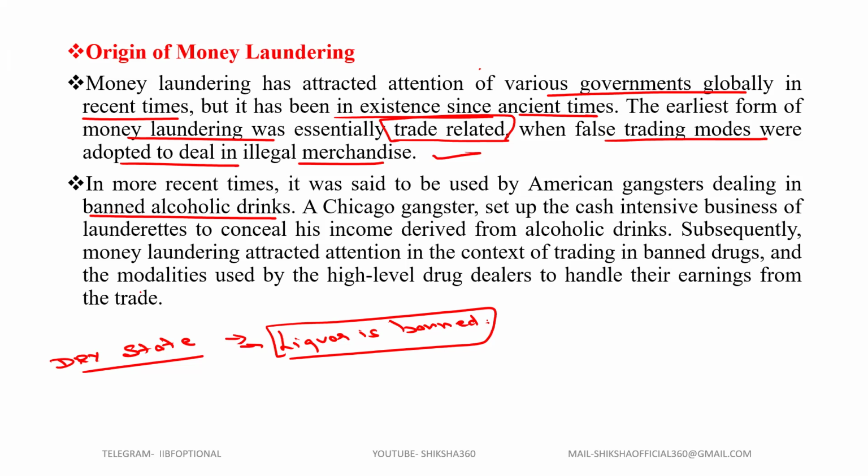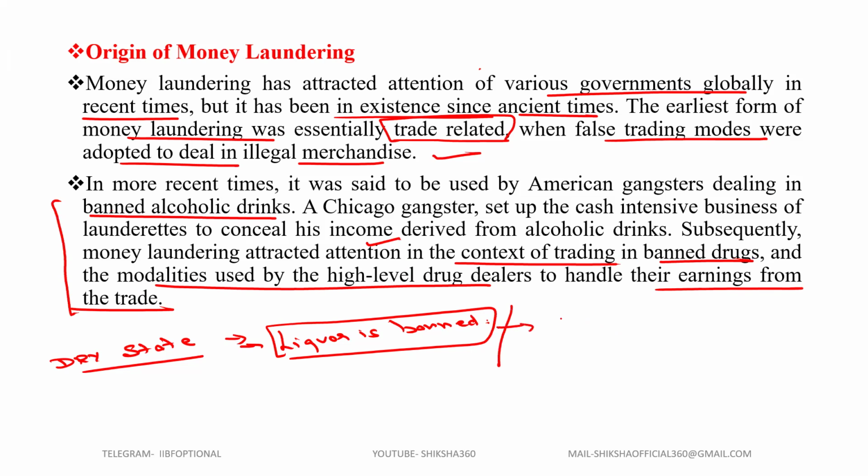Clear? So a Chicago gangster set up the cash intensive business of laundrettes to conceal his income derived from alcoholic drinks. Subsequently, money laundering attracted attention in the context of trading in banned drugs and the modalities used by high-level drug dealers to handle their earnings from the trade. Okay. You will also find that many shopkeepers sell banned drugs, that is, in simple language, medicines which are not suitable for health, or which contain some substances banned by the government. Clear?